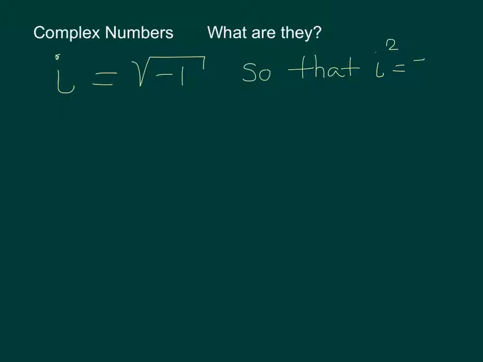is -1. So previously we said that you couldn't square a number and get a negative, but with this new number called the imaginary unit, we can. i is the number that when squared will give you a negative number. So now when we want to take the square root of a negative number, like the square root of -25, we can think of that as -1 times 25, and the -1 will come out of the radical as an i, and we'll get 5i.